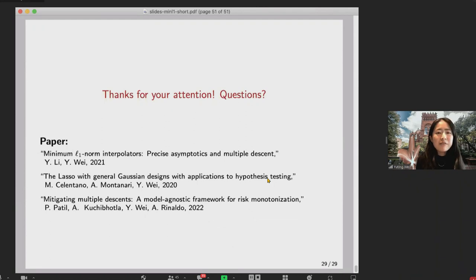Yeah, that's a very good question. So here, because we focus our attention on the minimum L1 solution, as P over N goes to infinity, basically the signal is so weak that you cannot do better than a zero estimator. However, if you consider, for example, a lasso type estimator and optimize over lambda, then maybe you can do better than this.